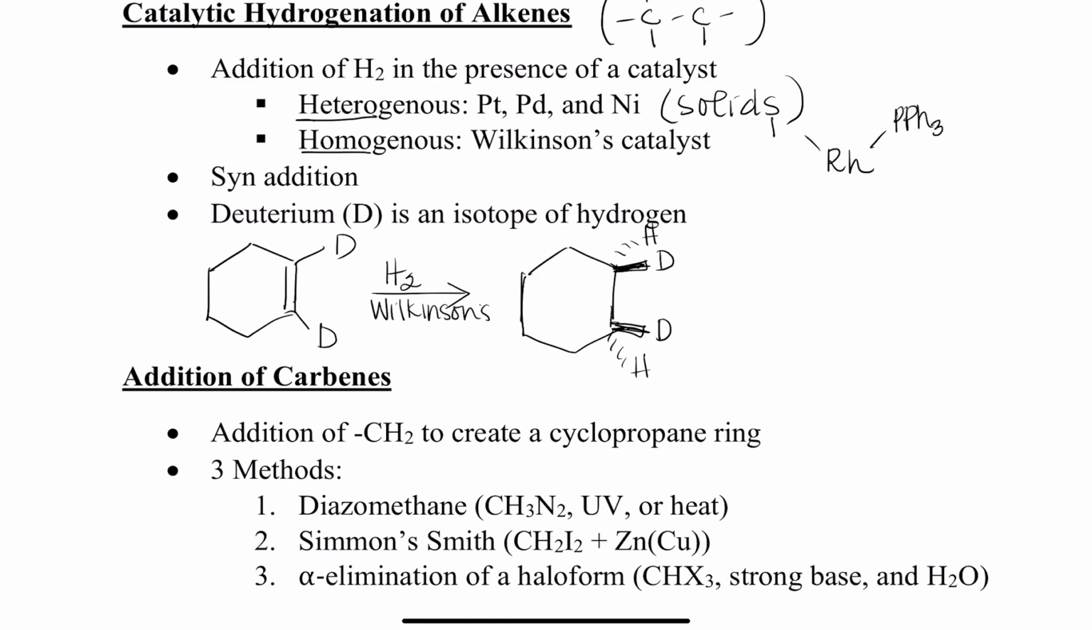We've got 3 big phenyl groups. And then a chlorine. So this right here is what Wilkinson's catalyst looks like. And this is our only homogeneous catalyst that we will use in Organic 2 for catalytic hydrogenation of alkenes.